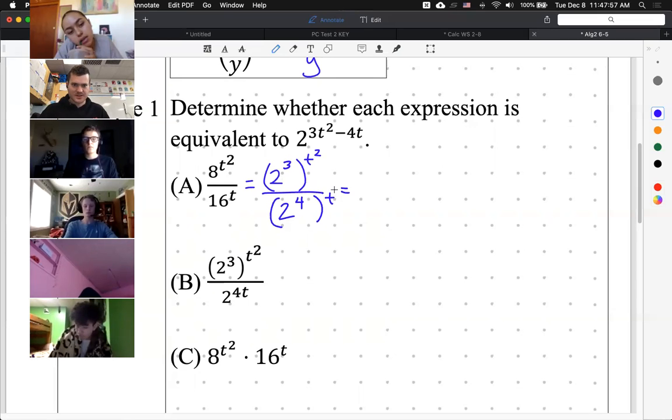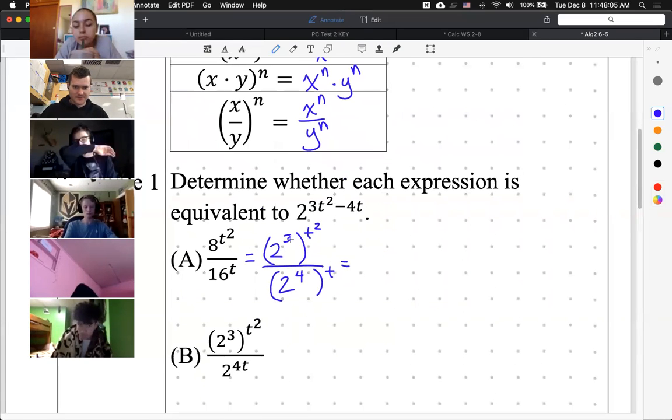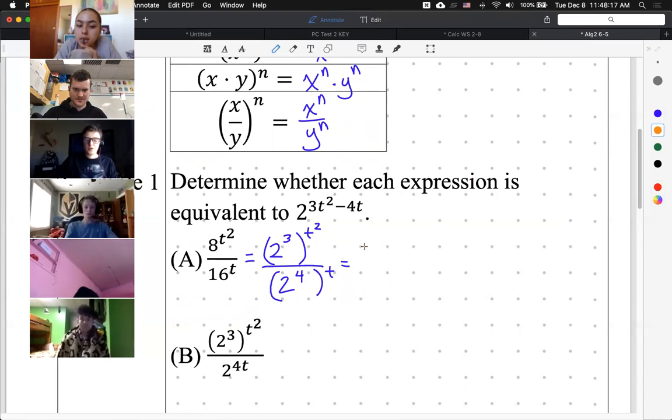I'm going to use this third to last rule, Gunner's rule down here, x to the power of m, all to the power of n, to simplify both the numerator and the denominator here. Who can do that for us? Wyatt? So that'd just be 2 to the power of 3t squared on top over 2 to the power of 4t. Perfect.